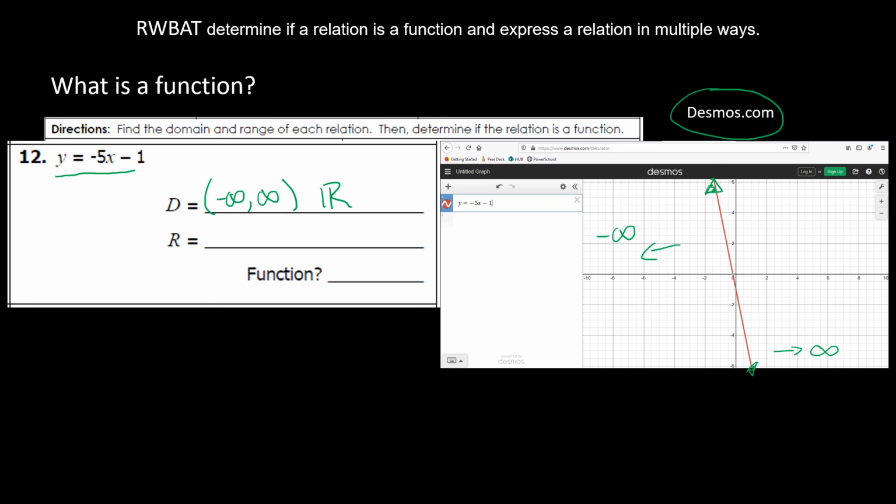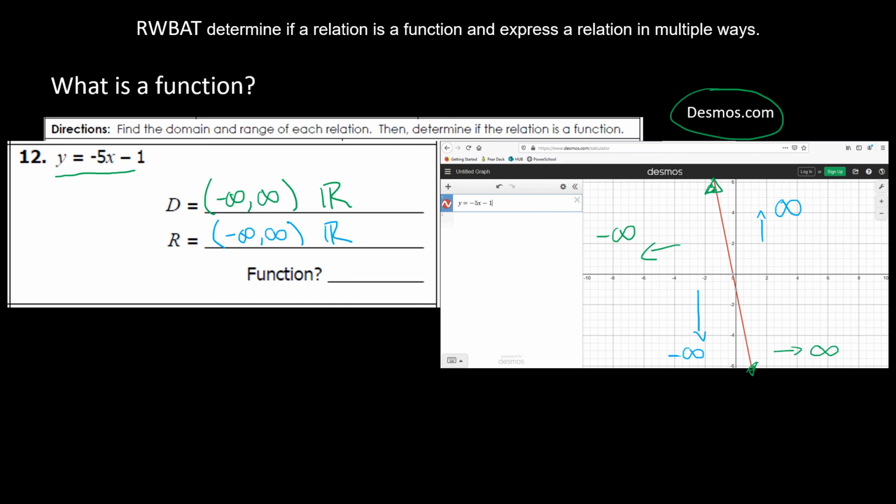Let's talk about the range. Ranges are y values, so how far down is this going to go in the negative direction? Well, if we just let this graph go forever, it'll go down in the negative infinity direction. How far up will it go? It'll go up in the positive infinity forever. So we'll say negative infinity to infinity, which is also going to be all real numbers.